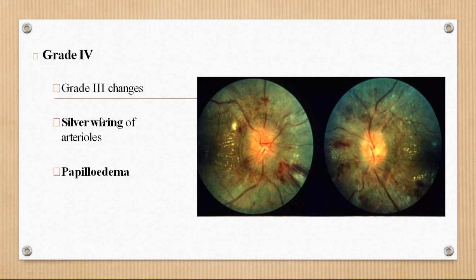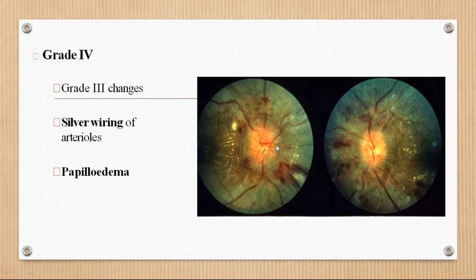Why these colors, silver wiring and copper wiring? This all depends upon the brightness of the arteriolar light reflex. Okay, if it is copper wiring, then it will be a brownish tinge light. If it is silver wiring, it will become thinner and less bright when compared to normal reflex. So copper wiring and silver wiring are related to the arteriolar light reflex. Okay, so you can see silver wiring, and the most important thing is that you see the papilledema in grade 4.